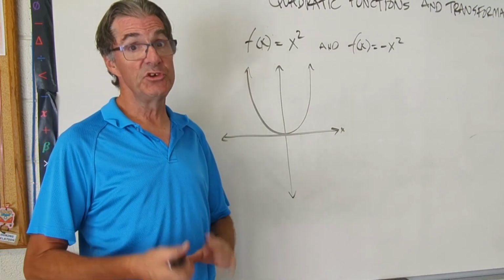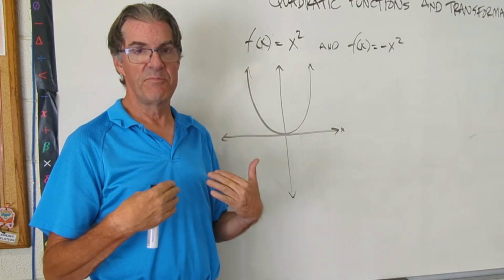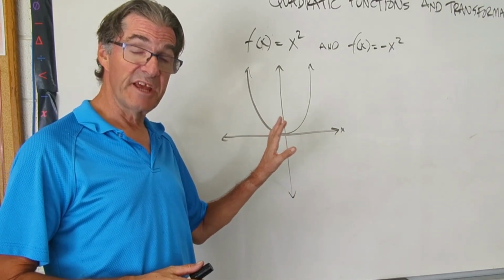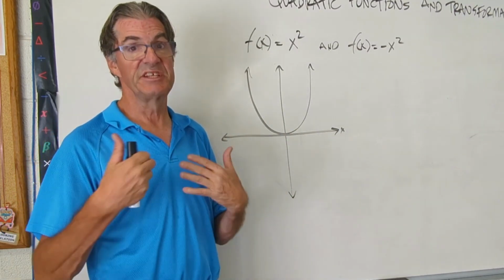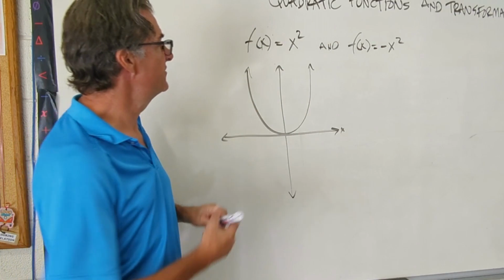So what I'm going to have you do is graph these things on your GDC and then come back to the video lesson and compare your results. I'm going to do everything here on the board with hand graphs, but you should be practicing this in your graphing display calculator. So f of x is x squared.